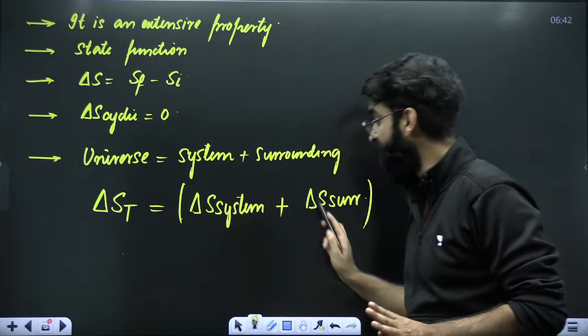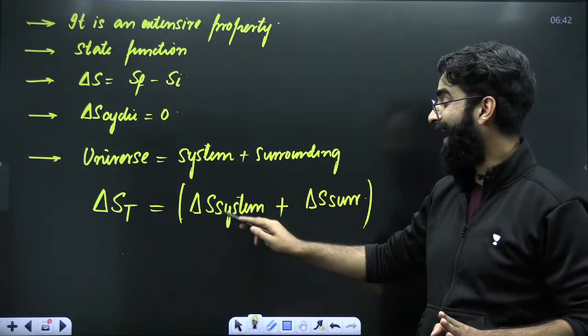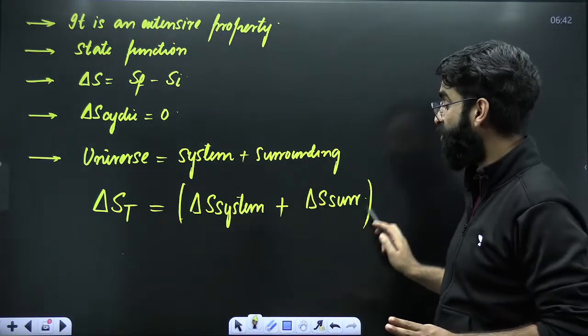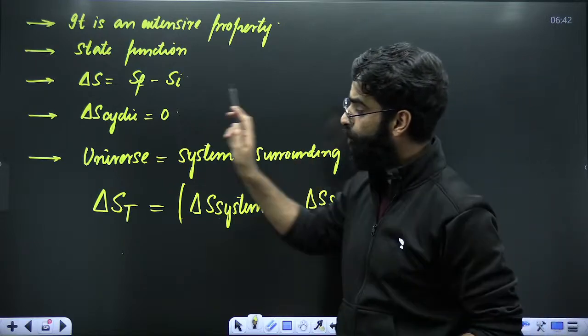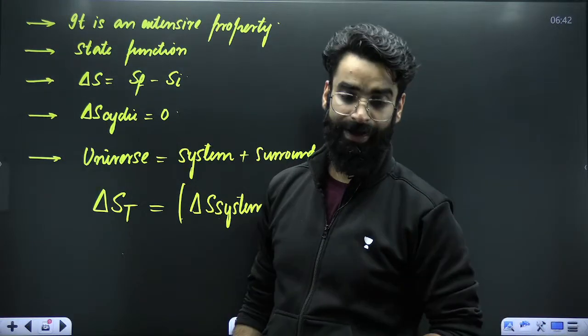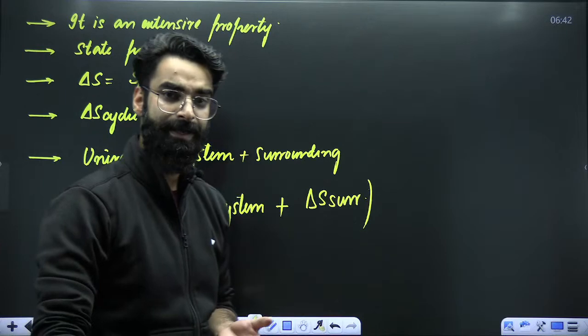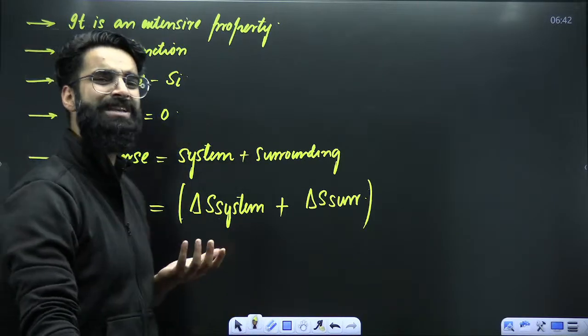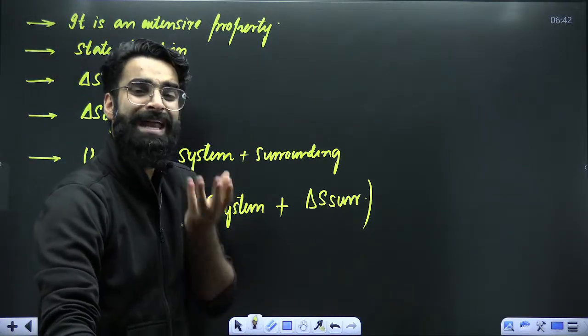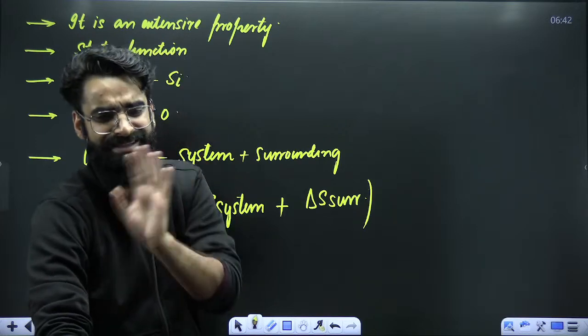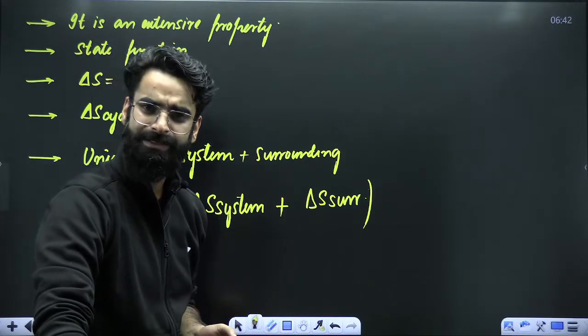These are the three questions which are asked basically. Calculate the entropy change of the system, calculate the entropy change of the surroundings, calculate the total entropy change of the universe, right? Universe is made up of system and surroundings. So whatever will be the entropy change in the universe, that will be due to the entropy change of the system and at the same time, the entropy change due to surroundings.